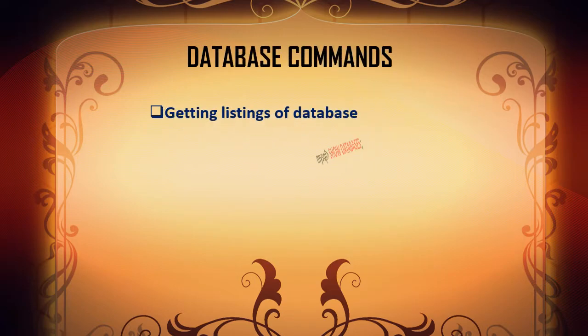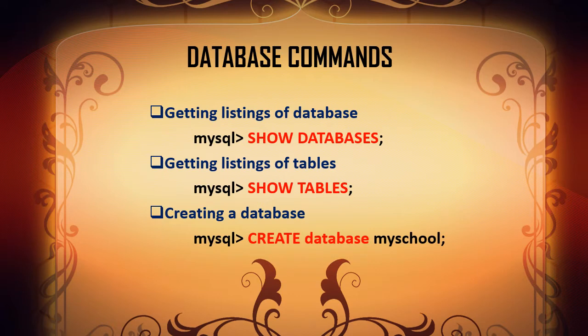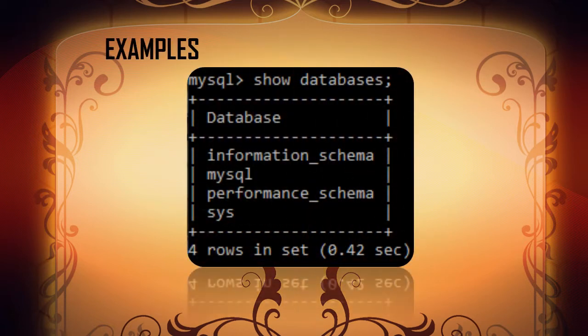First, we are getting the list of databases. We can use the command show databases. And list of tables means show tables command. And to create the database, we can use create database and your database name. Here MySQL is the name of the database. See the example screenshot. Open the MySQL command client and then just type the command. So the current database is displayed.